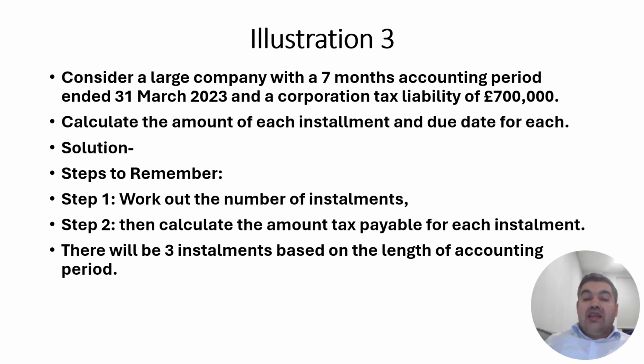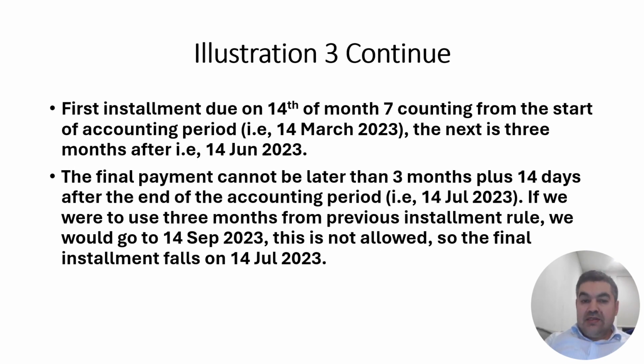Here is another example. A large company with an accounting period of only 7 months ended 31st of March. It means the accounting period began on the 1st of September, 7 months long, with a corporation tax liability of 700,000. So remember, work out the number of installments. There are 3 installments based on the length of the accounting period. Then calculate the tax payable for each installment. The formula is 3 divided by n multiplied by the tax liability. So 3 divided by 7, 3 divided by 7, and 1 divided by 7.